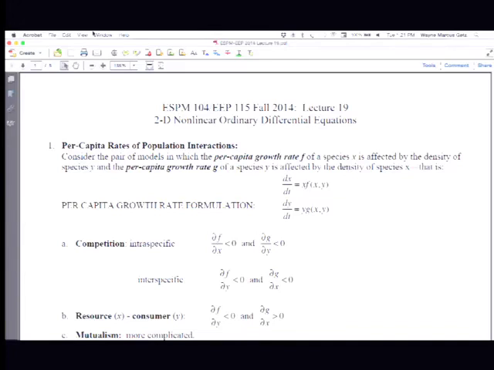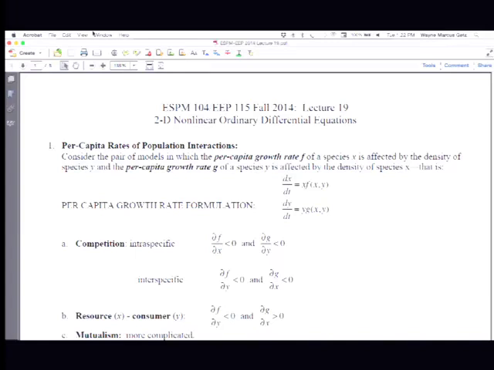On the other hand, for dg dx, you have the predators' per capita growth rate. And as the amount of food, which is x, increases, so there's more resources for them to grow on, you'd expect the growth rate to go up. So you'd say dg dx is going to be greater than 0.